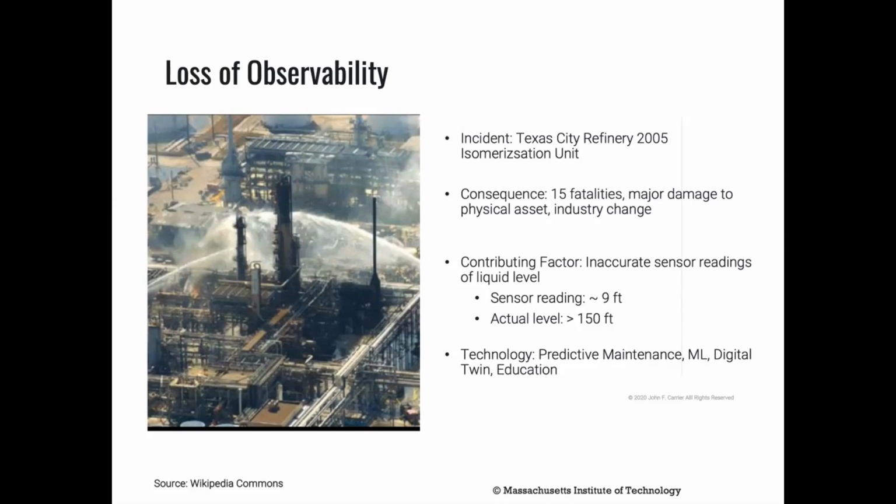And what are some of the technologies that can help prevent this loss of observability? Well, first, aside from ubiquitous sensors, in this case, there's also better predictive maintenance and using advanced tools like machine learning and digital twins to indicate that our sensors are failing or that we're losing observability. And also education. The reason why we're going through many of these fundamental concepts of control and putting them into common understanding terms is so that we can extend our knowledge as control systems engineers to people that actually work in the plant.